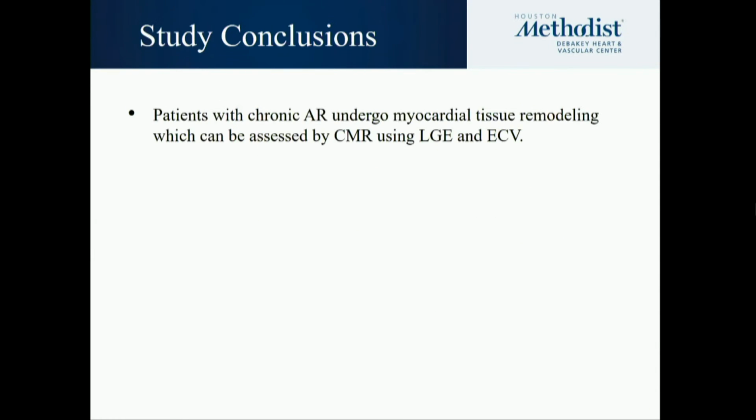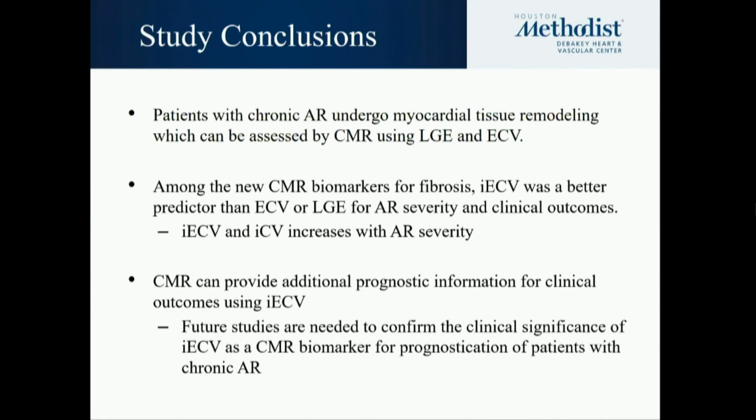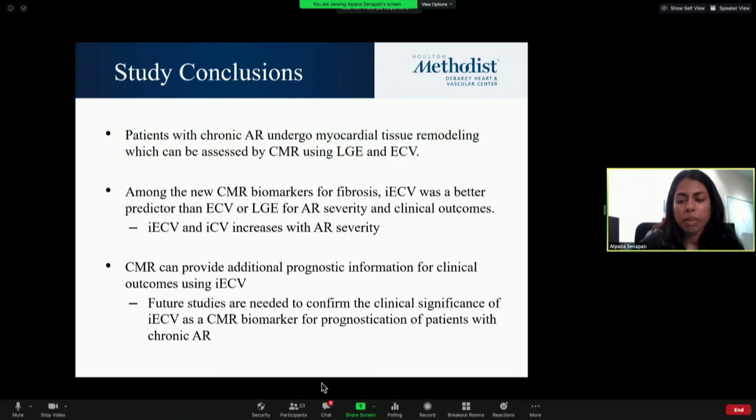So what does the study show? The study shows that patients with chronic aortic regurgitation undergo myocardial tissue remodeling, which can then be assessed by MRI, and that there are two new biomarkers present, and that index ECV in this case is a better predictor of outcomes versus ECV and LGE, which, in aortic stenosis, as you remember, were prognostic. We know that MRI can provide additional prognostic information for clinical outcomes, but we need future studies to confirm the clinical significance of these biomarkers in the population.